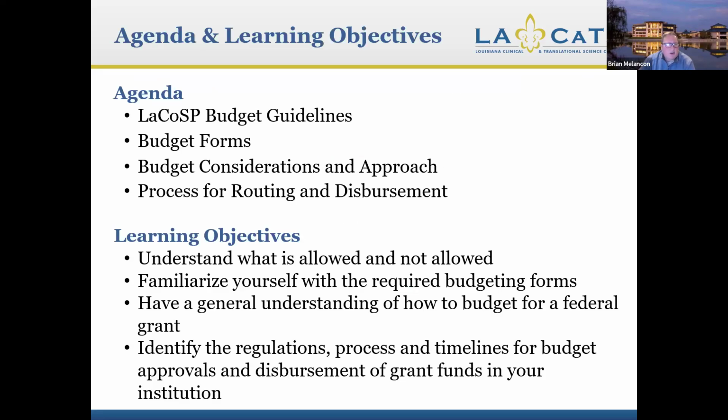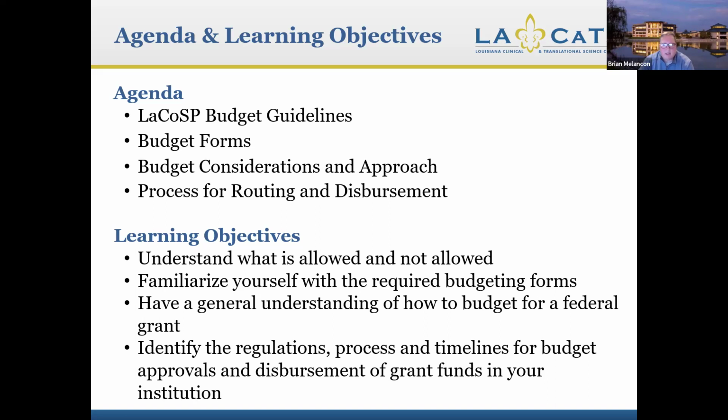So today, hopefully we will get through all of this and touch base and have questions at the end. But to touch point on the agenda, we'll go over the community scholar budget guidelines, the particular NIH forms that you will need to fill out for the community scholar program, overall budget considerations and approach. We'll touch on some community scholar specific budgeting guidelines, and of course the process for routing and disbursement, a little bit overall, but also how it will work for the community scholar program.